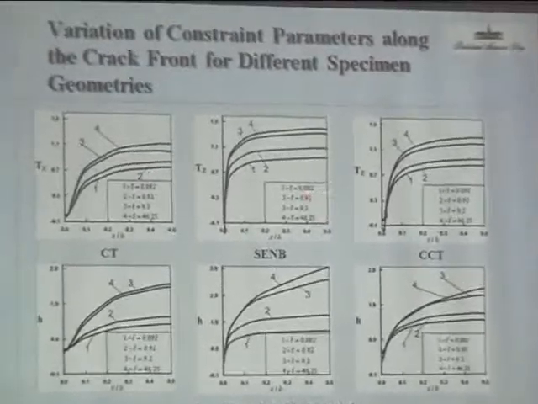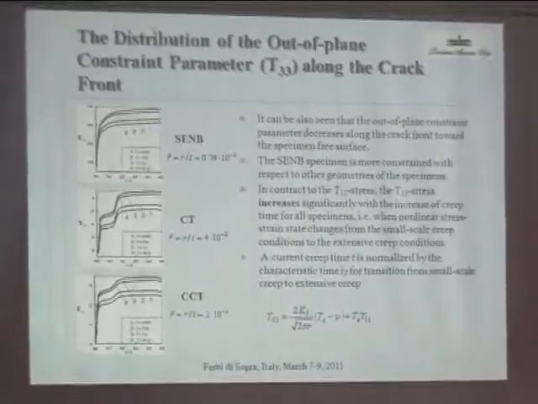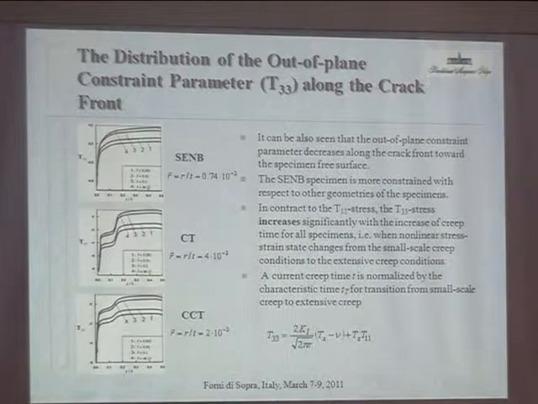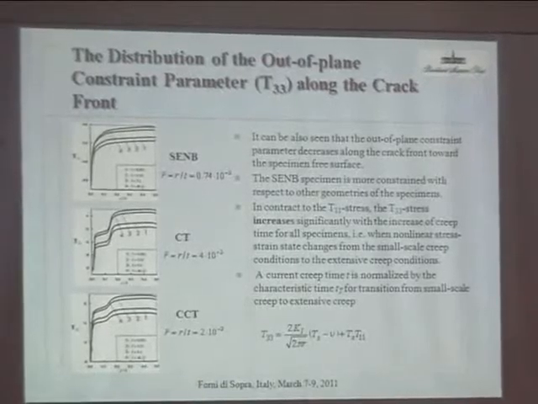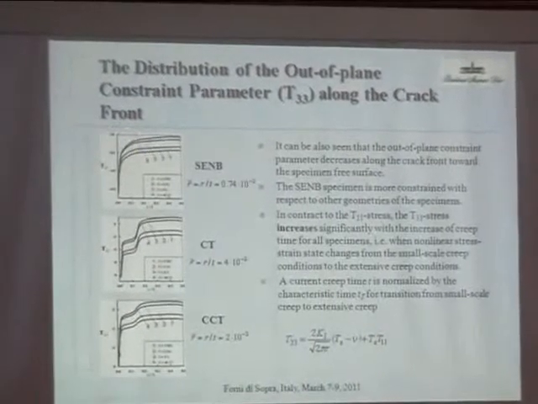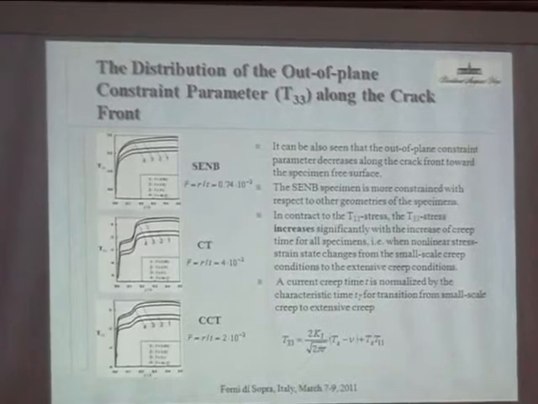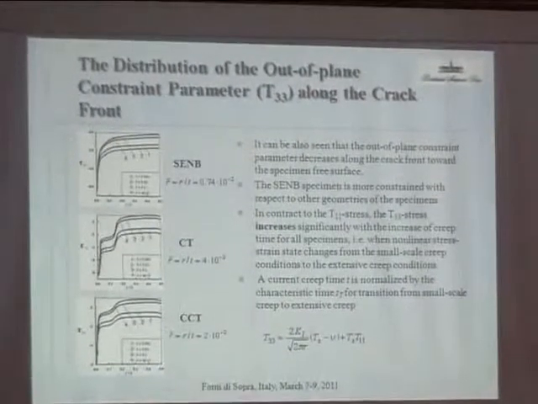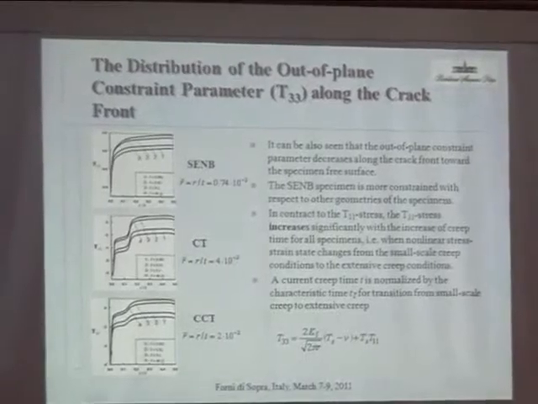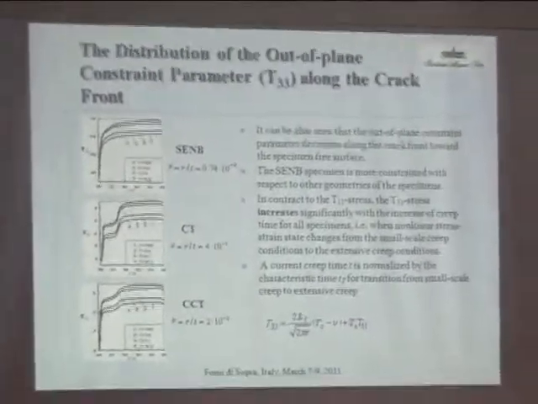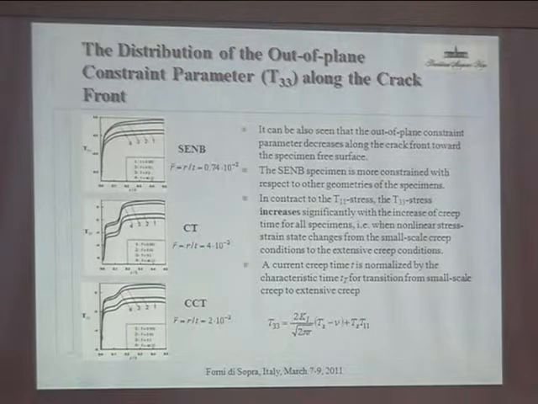So here you can see the variation of the constraint parameter along the crack front for different specimen configurations. These pictures are connected with an analysis of T33, and here we have considered the triaxiality factor h. Again, you can see that in the mid plane of the specimen, there is some stabilization of the T33 factor. And again, creep time affects all specimen configurations.